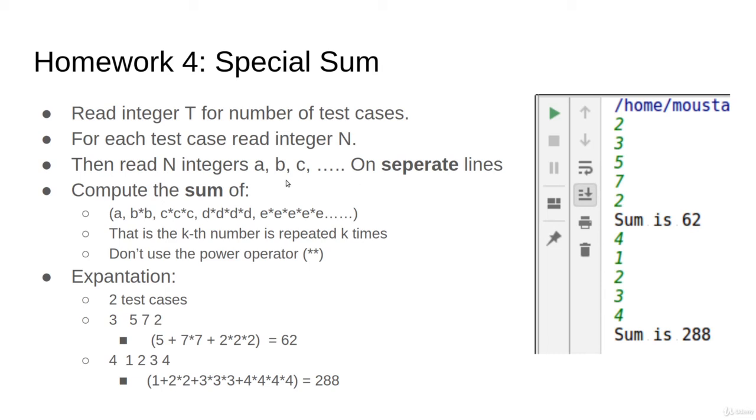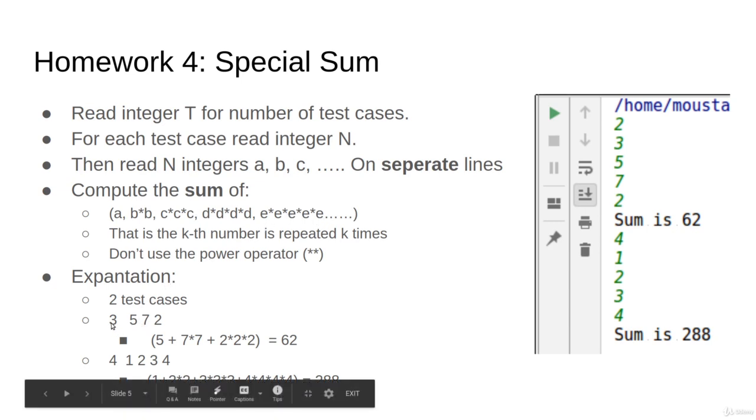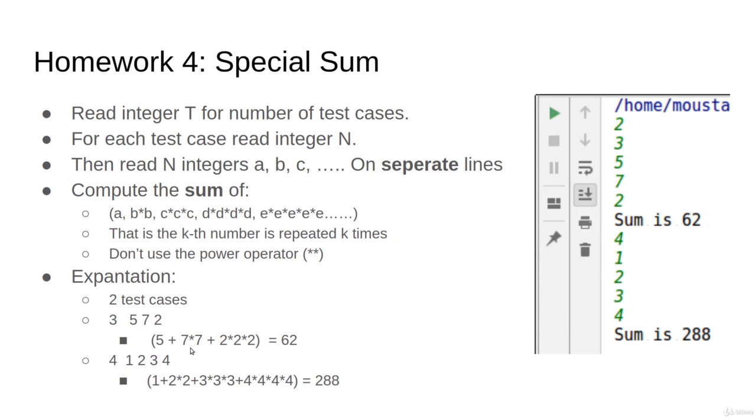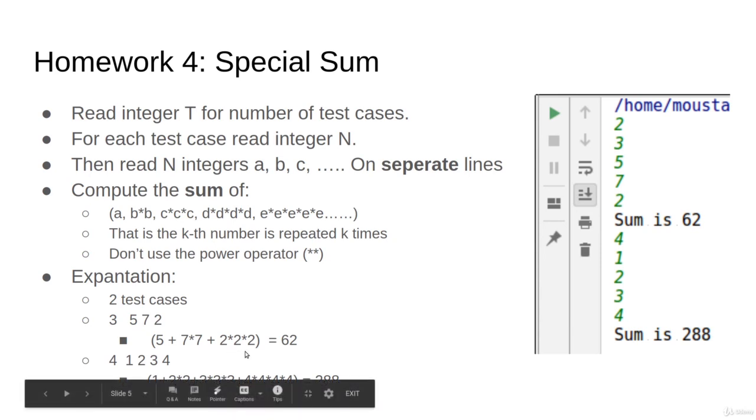Let's say that we read 5 numbers a, b, c, d, e. Then you will sum a, then b to the power 2, c to the power 3, d to the power 4, e to the power 5, and so on. So you are printing the power of every number up to its index, up to its order. For example, if the input is 3 numbers 5, 7, 2, you will print the sum of 5 plus 7 to the power 2, and then 2 to the power 3, and so on.